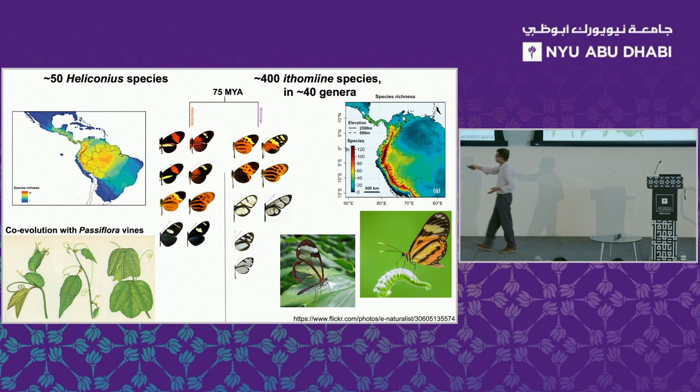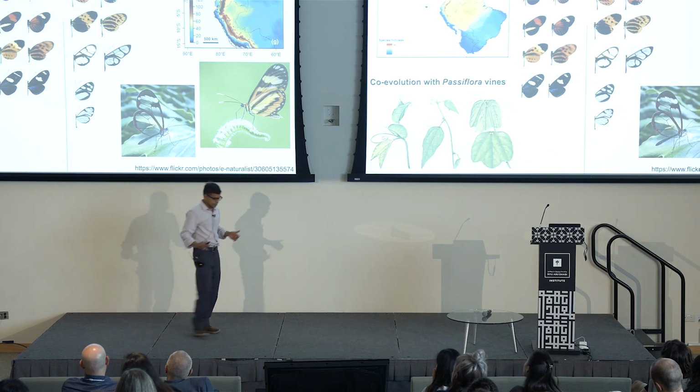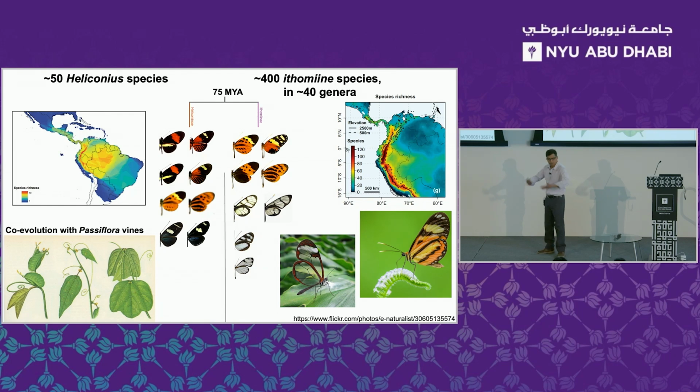Heliconius butterflies over here gain their chemical protection from their caterpillars eating these vines, the Passiflora vines, which contain various cyanogenic compounds. The caterpillars incorporate those poisons in their body, and the adults also become unpalatable due to those toxins.